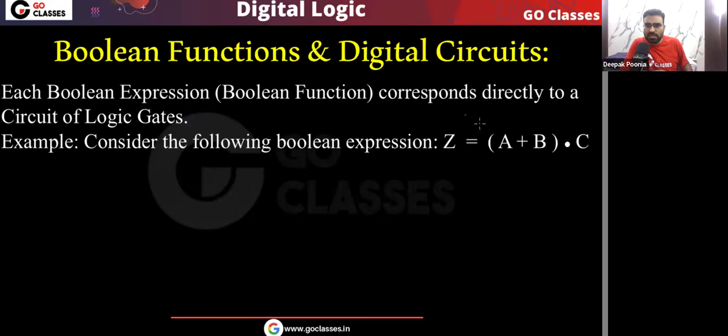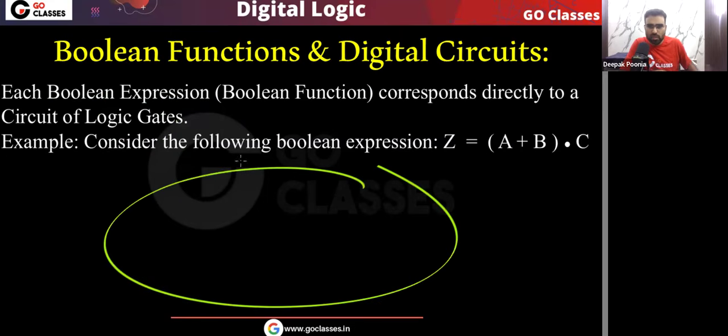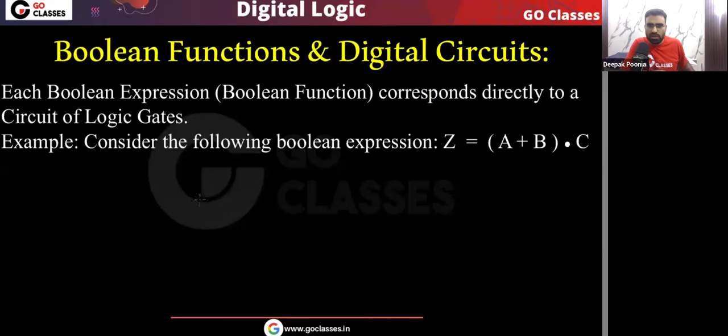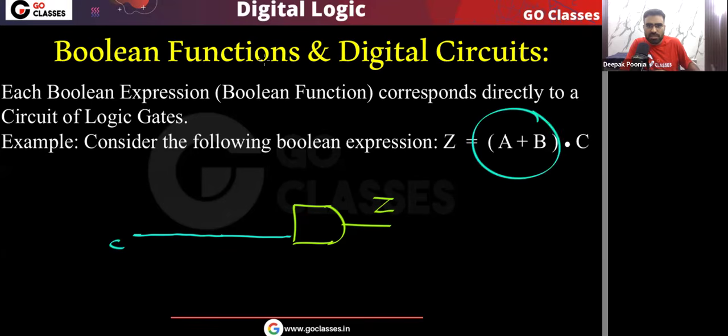Consider the following expression: Z equal to (A or B) and C. Now, for this Boolean function, we can create a digital circuit using the logic gates, which will implement this Boolean function. In this function, you can see basically we are doing the AND of these two entities. We have A or B, and C. Finally, there is an AND gate here. And what is the output of that AND gate? The output is Z. This Z is basically the AND of one input, which is C, and another input, which is A or B.